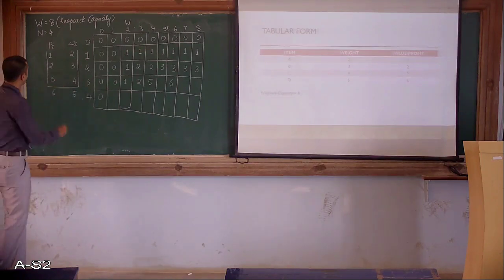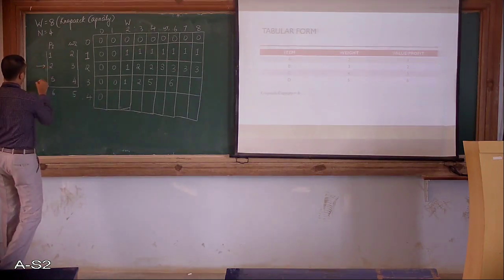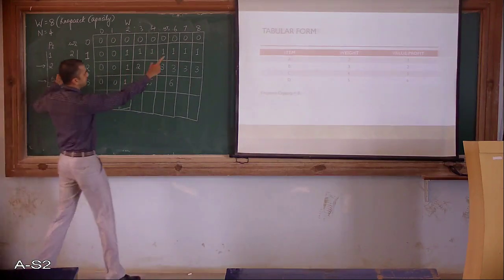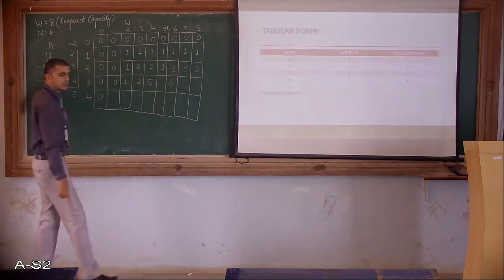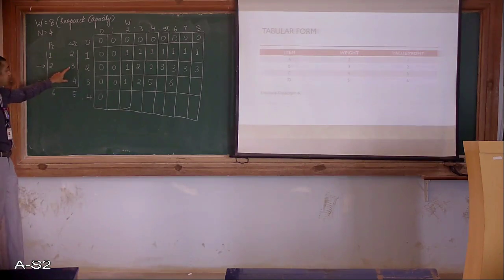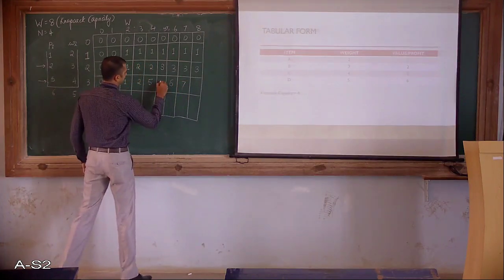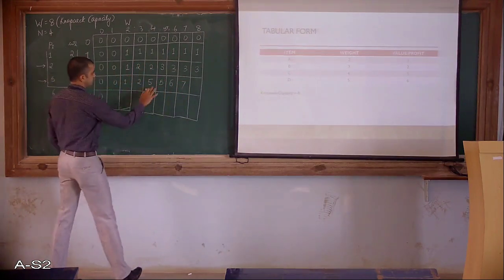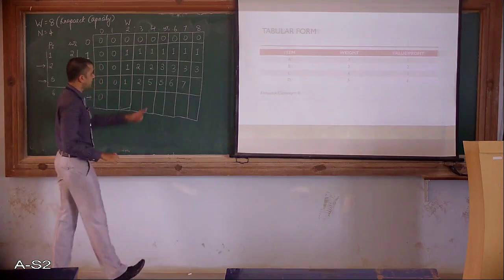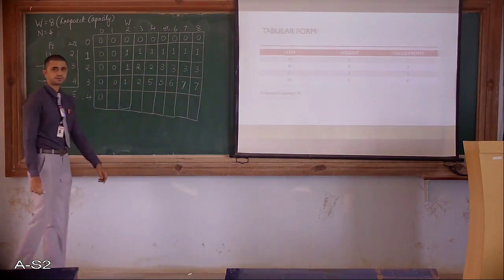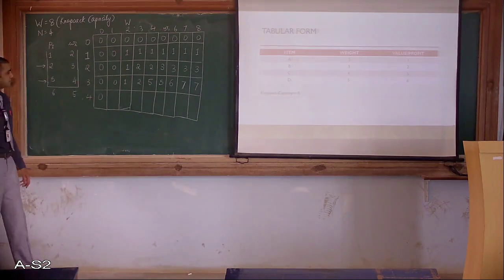Can I add these two objects, second and third? 4 plus 3, 7. Yes, knapsack capacity 8, so I can add these two objects at the 7th cell. What is the value associated with them? 5 plus 2, 7. Previous, just retain as it is. Here it will be 7. Here it will be 7.